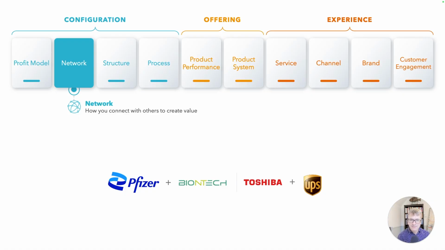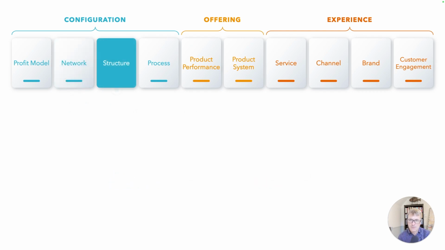Toshiba with UPS. Toshiba is a very well-known brand, but they made a partnership with UPS. So they don't manufacture, store, or distribute. They manage design, R&D, and finance, but everything that has to do with the logistics, including the manufacturing, is all done by UPS. So using the network to make it happen.